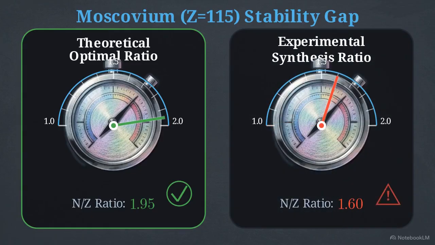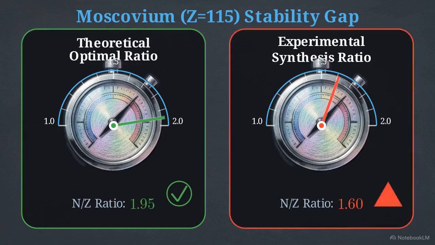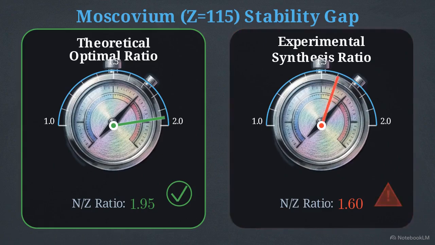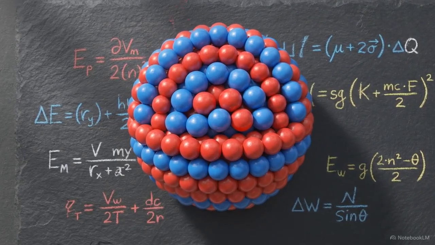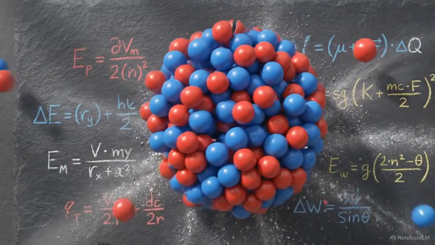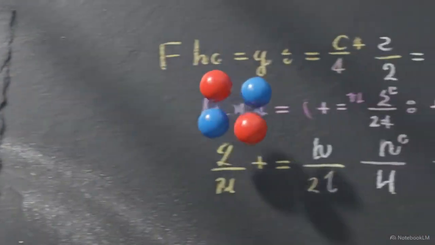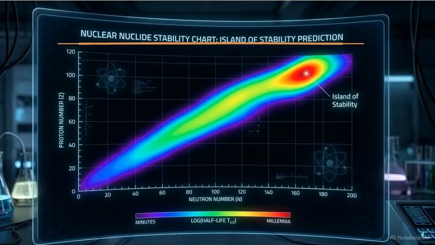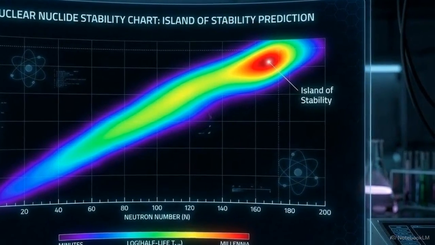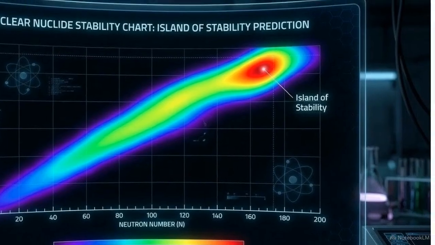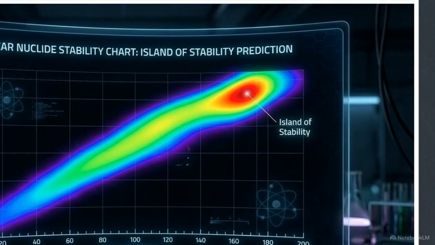The actual neutron-to-proton ratio for synthesized Moscovium sits at just 1.60. This severe neutron deficiency stretches the binding energy to its absolute limit, causing the nucleus to violently decay via alpha emission in mere milliseconds. This chart maps nuclear stability across known and theoretical elements. The theoretical isotope Moscovium-299 sits near a predicted peak known as the island of stability, where specific closed nuclear shells might stabilize the element long enough to exhibit entirely different physical properties.